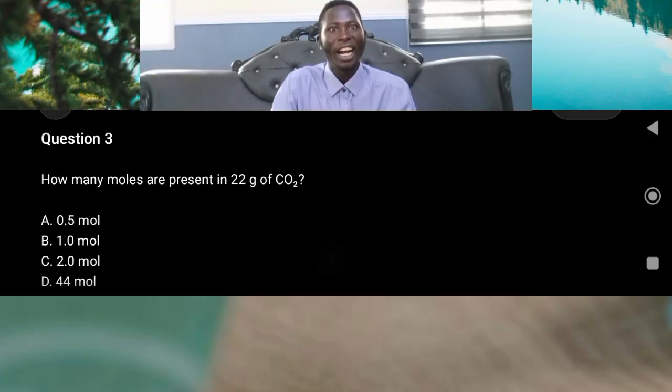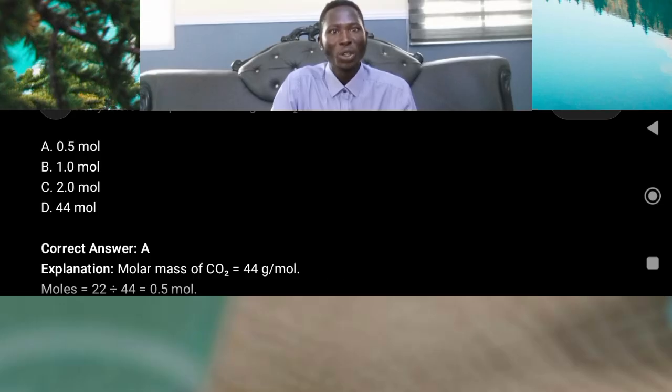The next question here: how many moles are present in 22 grams of carbon dioxide? A, 0.5 mole; B, 1.0 mole; C, 2.0 mole; and D, 44 mole. So what is the correct answer of this question? The correct answer is A. The explanation of A is molar mass of carbon 2 oxide is equal to 44 gram per mole. Moles is equal to 22 divided by 44, which is 0.5 mole. So A is the correct answer.